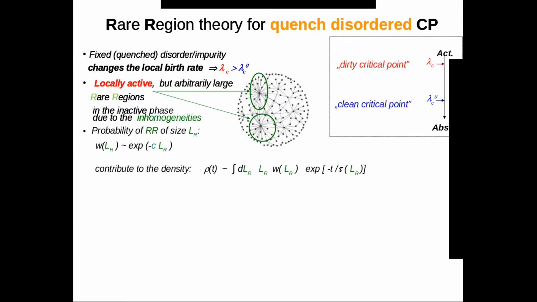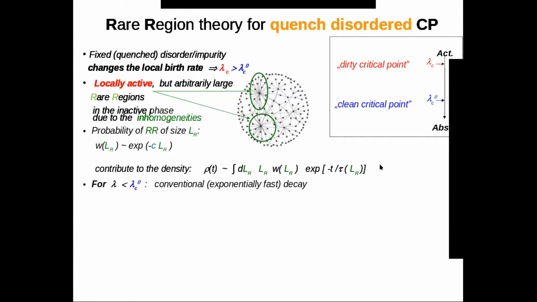And it turns out that if you go into this inactive phase, they would give the main contribution to the total rho. This convolution integral is just an expectation value of rho, where L_R is the size of the region, W is the probability of the occurrence of these rare regions, and there is an exponential time factor, e to the minus t over tau, where tau is the characteristic time of these rare regions.